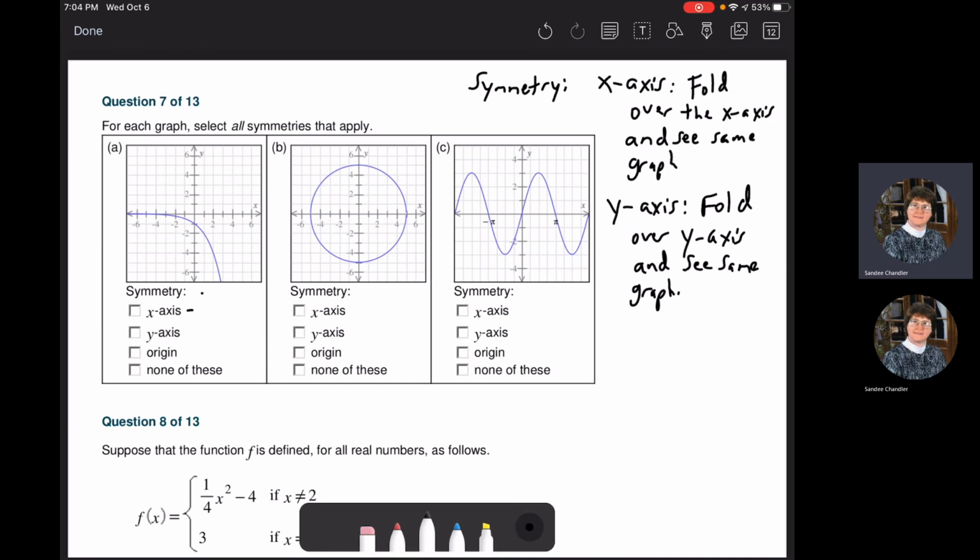Symmetry is becoming really important when we get to more function stuff, because we talk about even and odd functions, and then it has to do with symmetry. So starting to understand the symmetry, it's not something to just kind of have fun with and then throw out the window. Origin is you're folding over the x and the y.